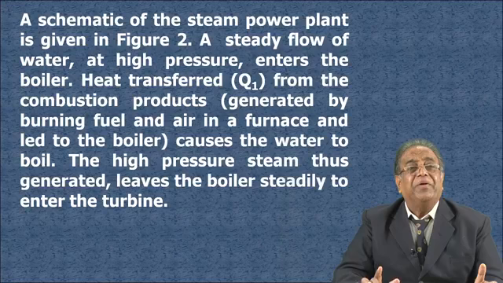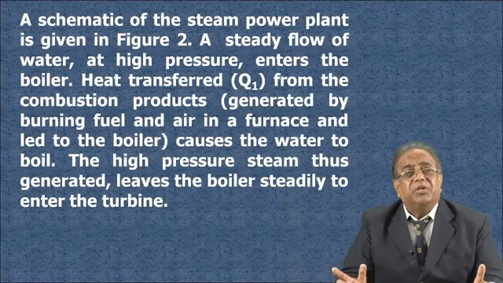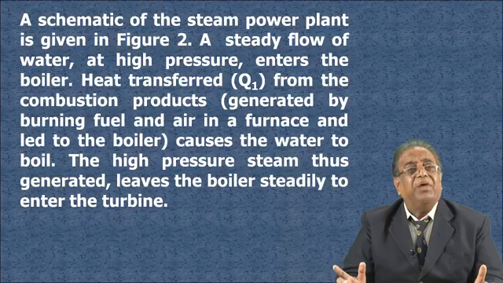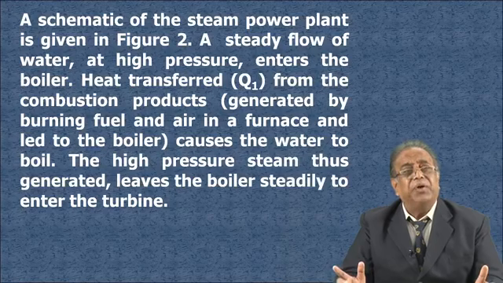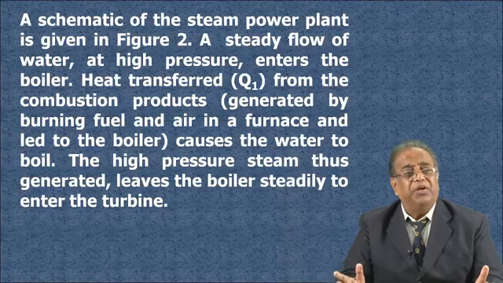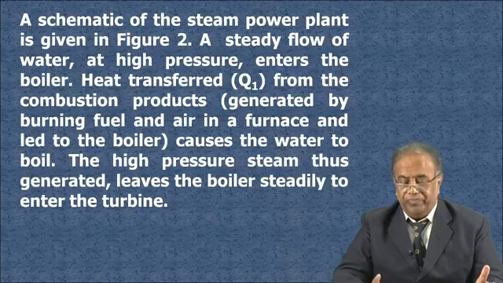We have seen the schematic of the steam power plant. Steady flow of water at high pressure enters the boiler. Heat transferred Q1 from the combustion products generated by burning of fuel and air in the furnace and laid to the boiler causes the water to boil. The high pressure steam thus generated leaves the boiler steadily to enter the turbine.